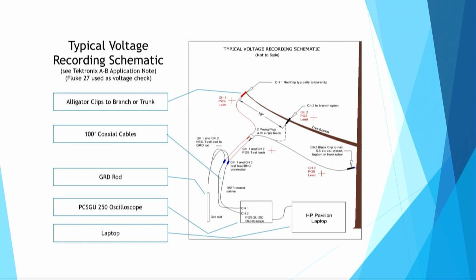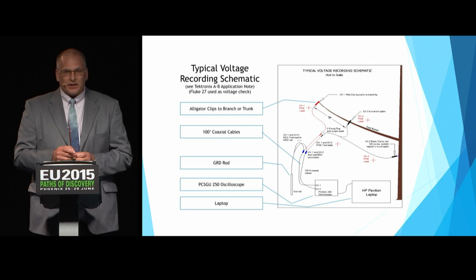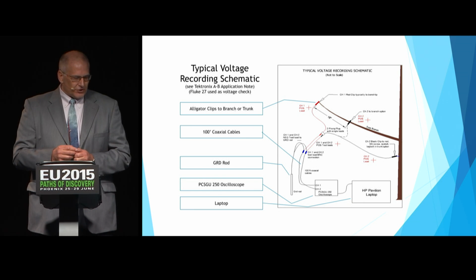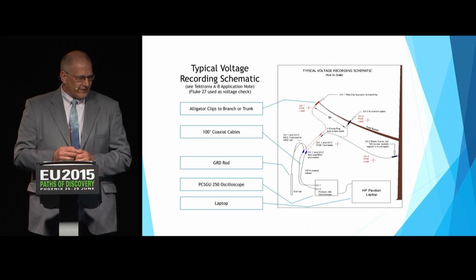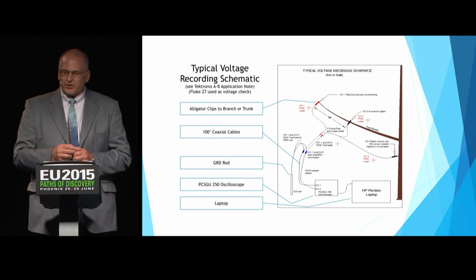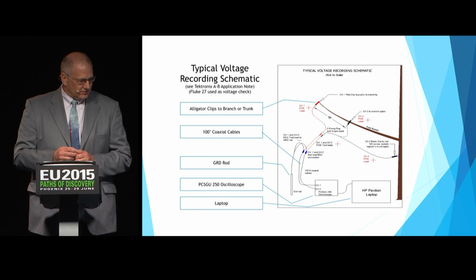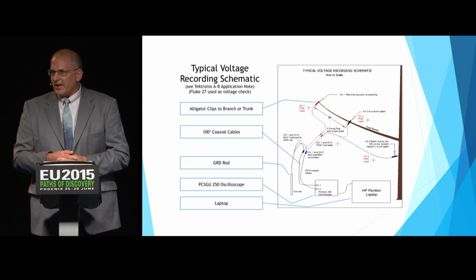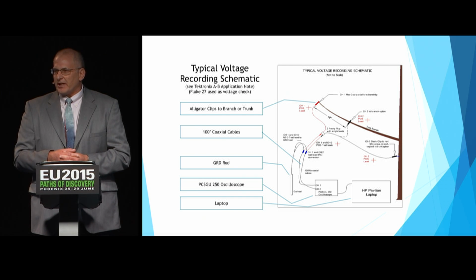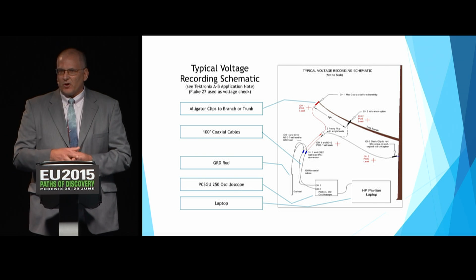Typically the clips were hooked to the end of the branch or 18 inches down the branch, or the trunk of the tree, and those would be the positive leads on the oscilloscope. There's a ground rod, which is usually 7 feet away from the tree. The laptop, I always operated on battery power, so there wouldn't be any harmonics interference. And I also shut off all the equipment in the shop to make sure that wasn't interfering.